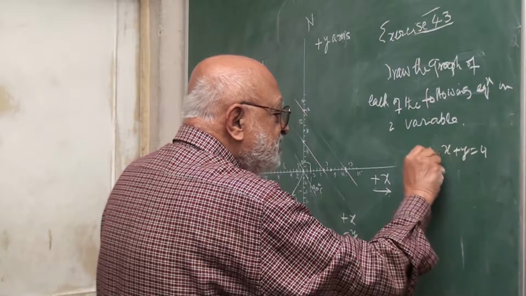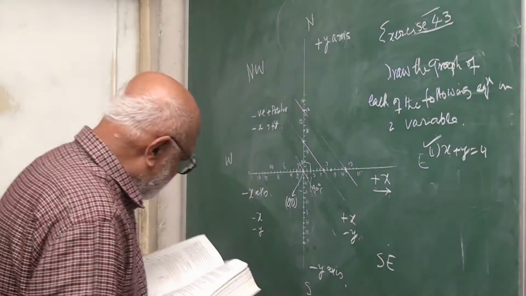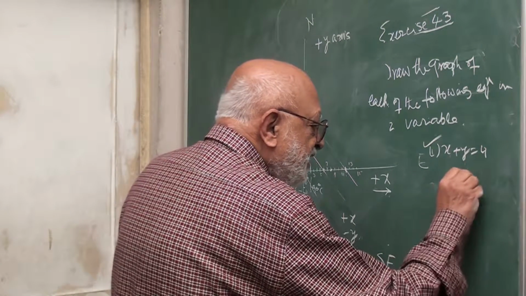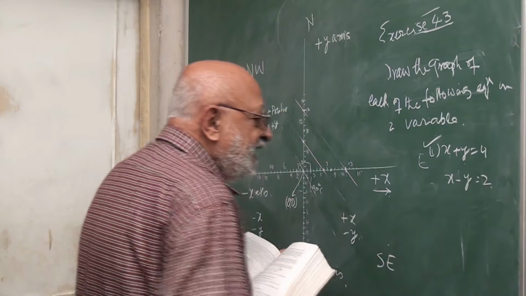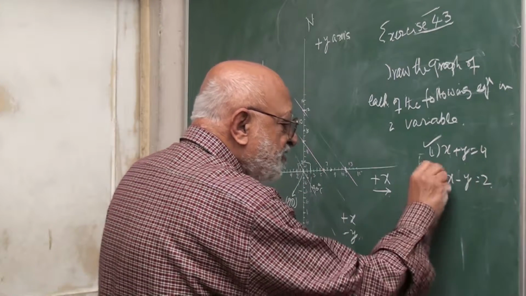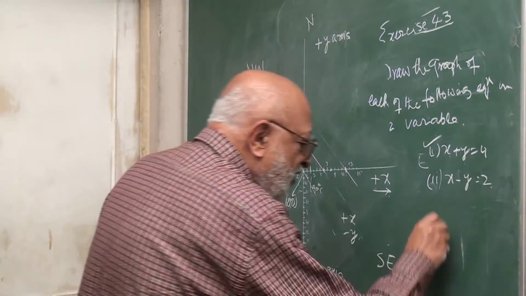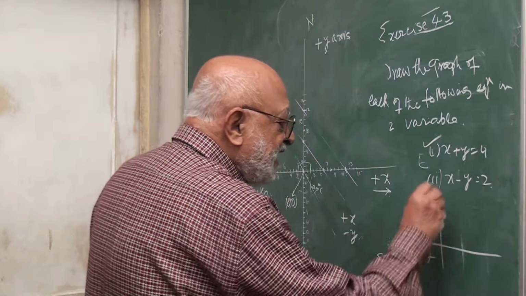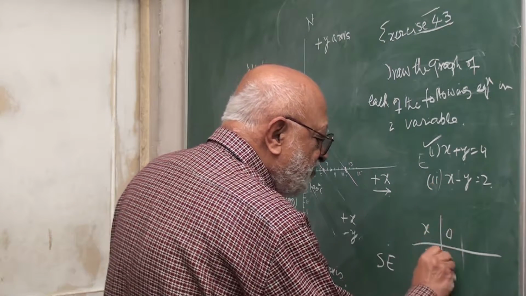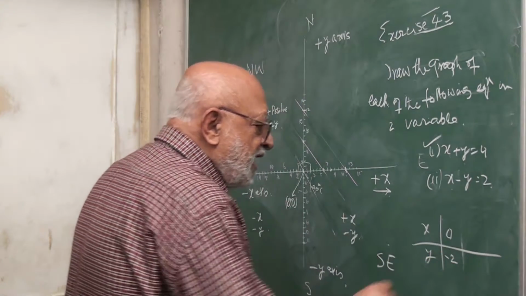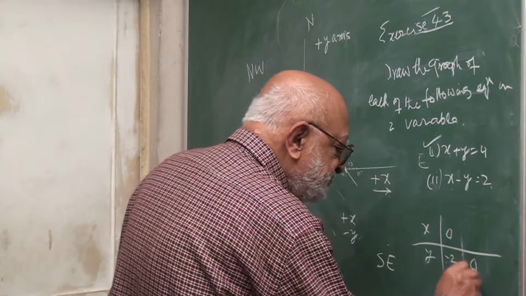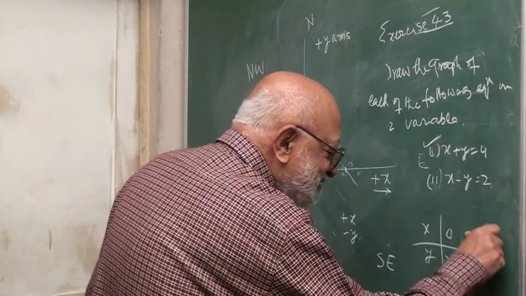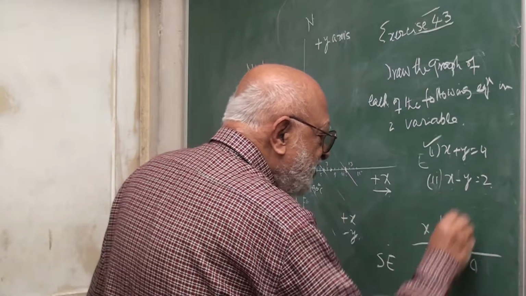We have already discussed this, so we don't need to spend more time on this one. The next one says x minus y equal to 2. Let us see this. Again, we'll go through our usual process of obtaining 2 points. So let us say this is x and y: x equal to 0, y equal to minus 2. Y equal to 0, x equal to plus 2.